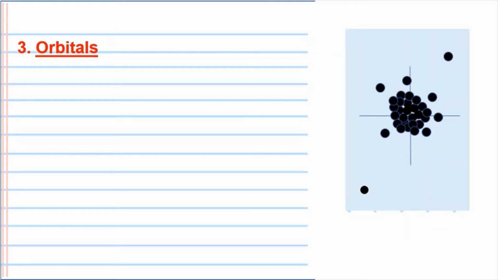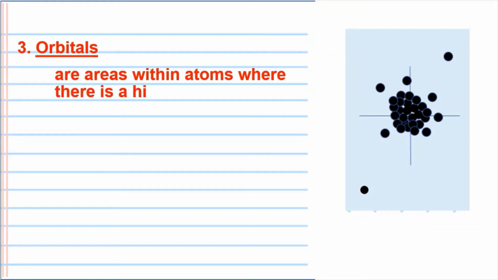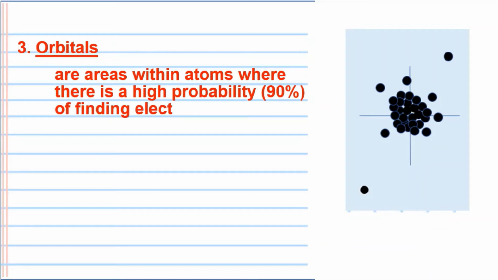An orbital, when we're talking about the quantum model, is something different. The orbital is going to be an area within the atom where there is a high probability, a 90% probability, of finding the electron. Because the electron's not following a fixed path, it's going to be moving very randomly throughout the atom, and we can't predict exactly where it is at any given moment.